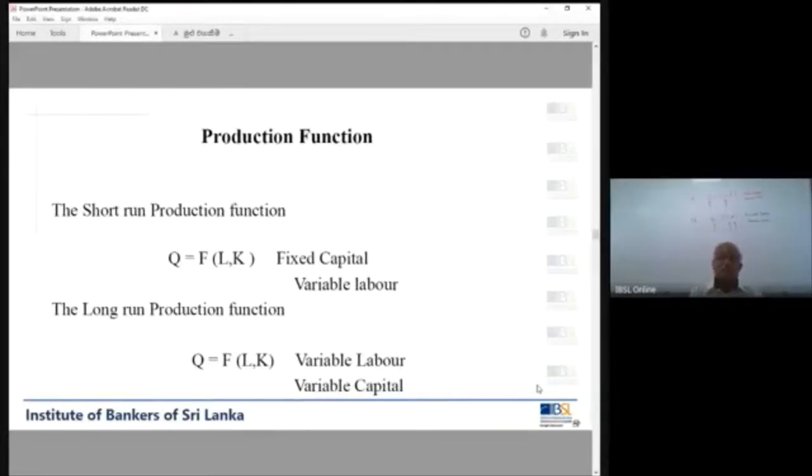Suppose the bank's board of directors decide, okay, now we have enough funds, we have enough profit, we are going to start a finance company. From educating people to start a finance company. That is, you change the scope of the business. In the long run, you can do change. If you want, you can change the scope of the business.